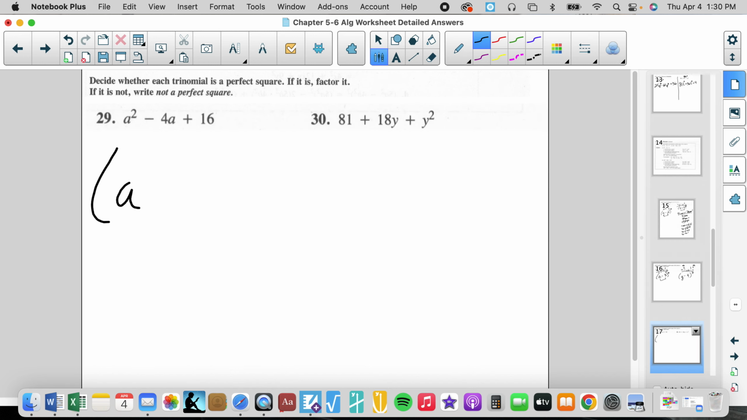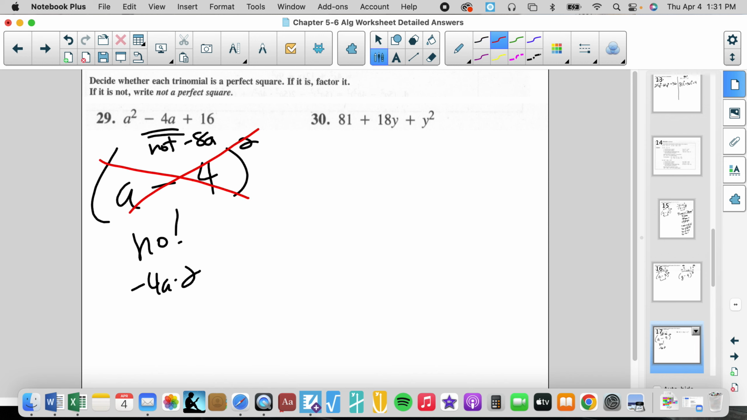So a negative 4 quantity squared, 8 times negative 4. Oh, look at that. No. This is negative 4a doubled, which does not equal negative 8a. So this is not a binomial square. No, it is not. Nice. I like that they gave us a not a perfect square. It's not a binomial square. I like that. Good job, book.